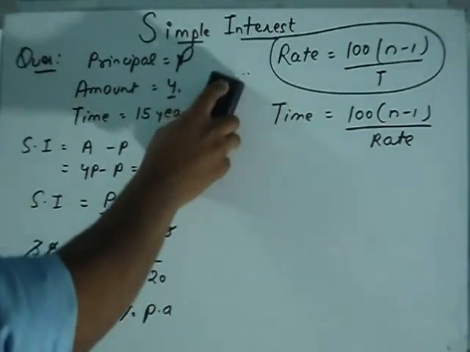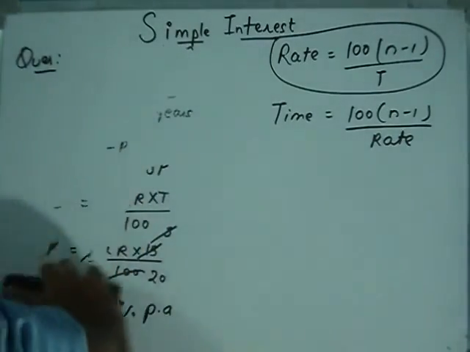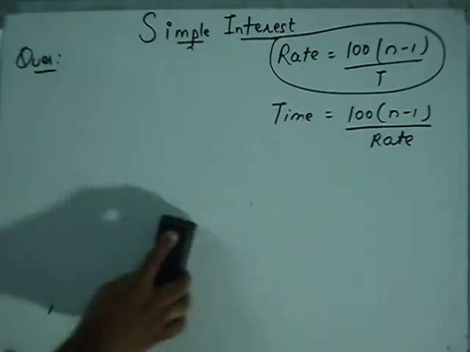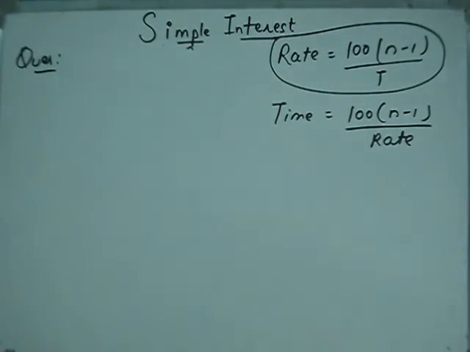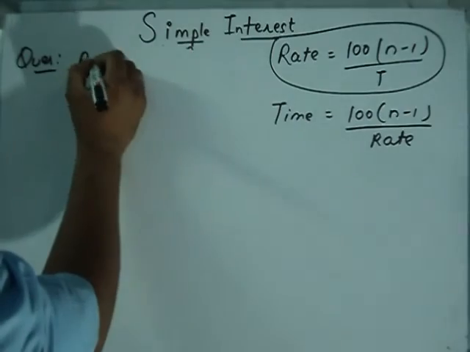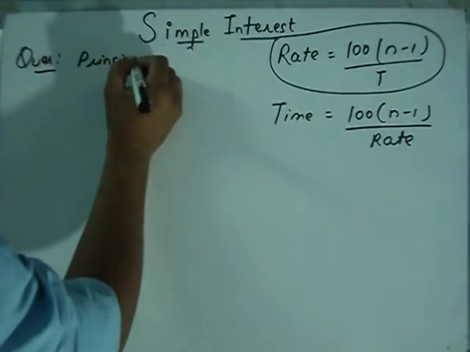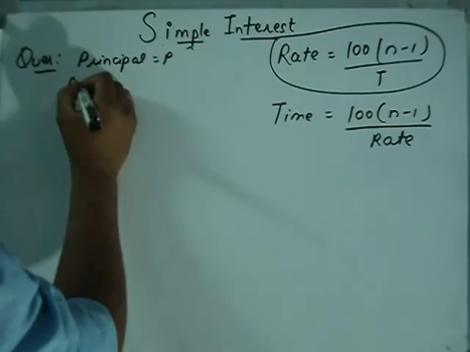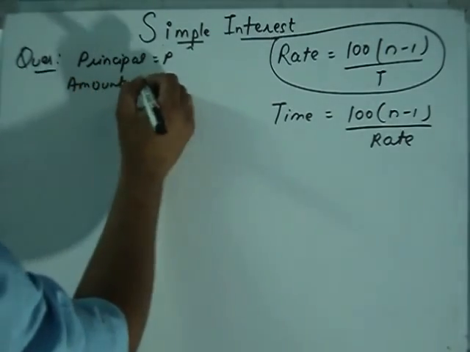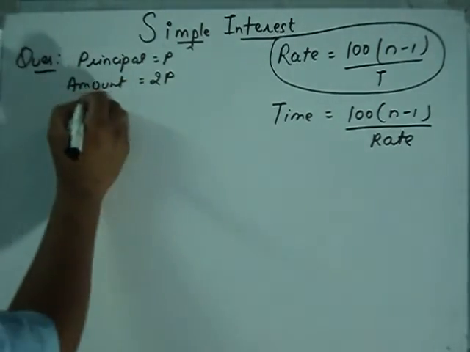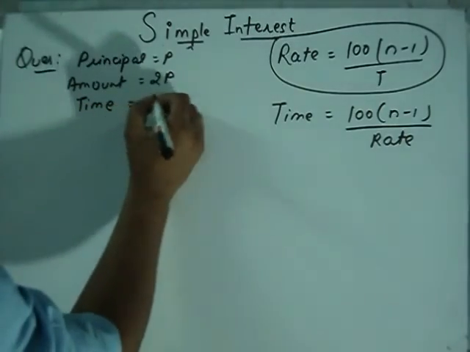Let's discuss a case in which we have to calculate the time value. Suppose we have the principal, the amount value and the rate of interest, then in that case we calculate the time. Suppose we have a question in which a sum of money at simple interest doubles in 6 years. Means principal is P, and it is getting double in 6 years. Means amount is 2P and the time period is 6 years.